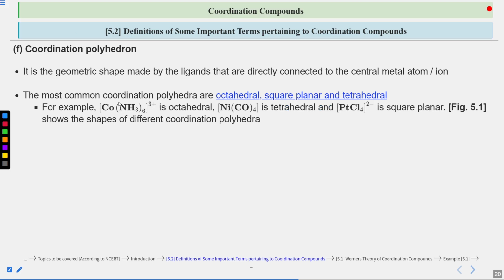For example, the cobalt NH3 6 3+ complex is octahedral. Nickel CO 4 is tetrahedral, and platinum Cl4 2- is square planar. Figure 5.1 shows the shapes of different coordination polyhedra. So this is figure 5.1. You can see this is the coordination polyhedron of octahedral.